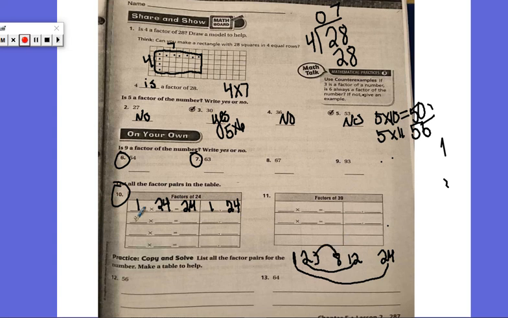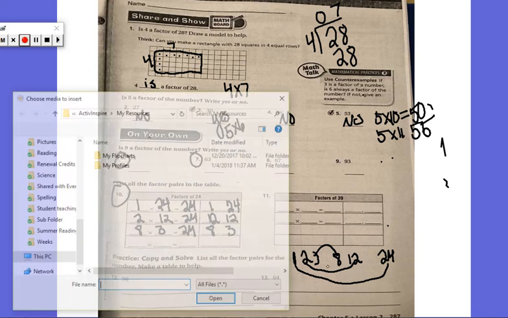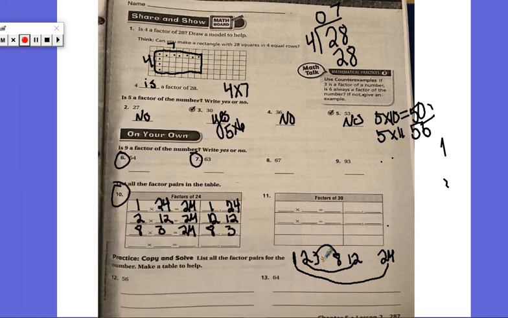So I should be writing these down here. 2 times 12, 24, or 2 and 12. And then 8 times 3 is 24, 8 and 3. And then we also have 4 times 6. Okay, so 4 times 6 is 24.